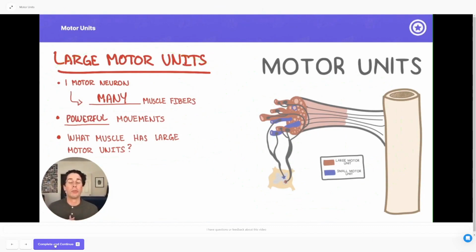And so now that we know these characteristics, go ahead and pause the video and think about what muscle has a large motor unit that you can think of quite readily. All right, so now that you've had some time to think about that, the muscle that comes to mind first for me is going to be the rectus femoris or those other quadriceps femoris muscles. Just because they're really large, they're going to provide very powerful movements for us as we're walking, as we're running, doing everyday things. And so that's going to be a muscle that I think of that has large motor units.